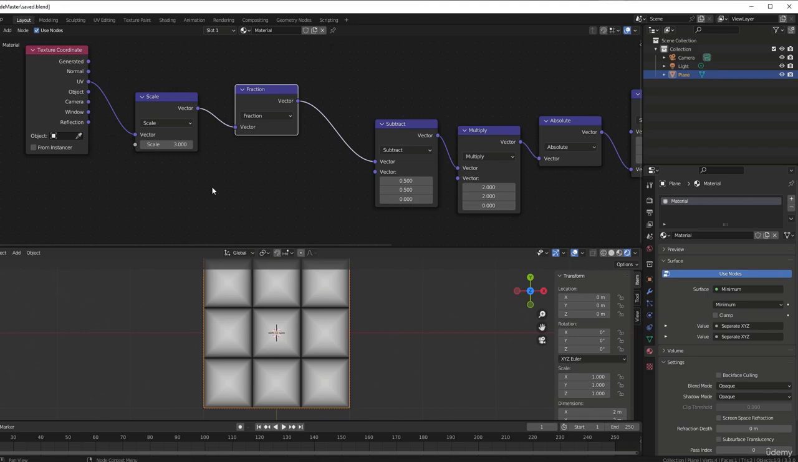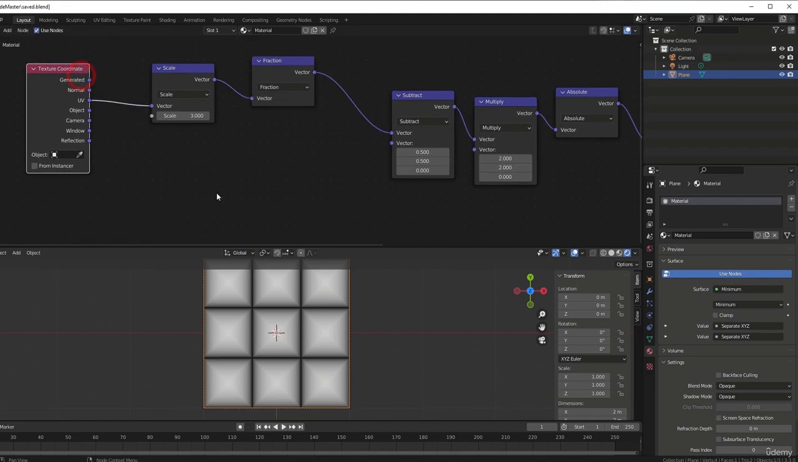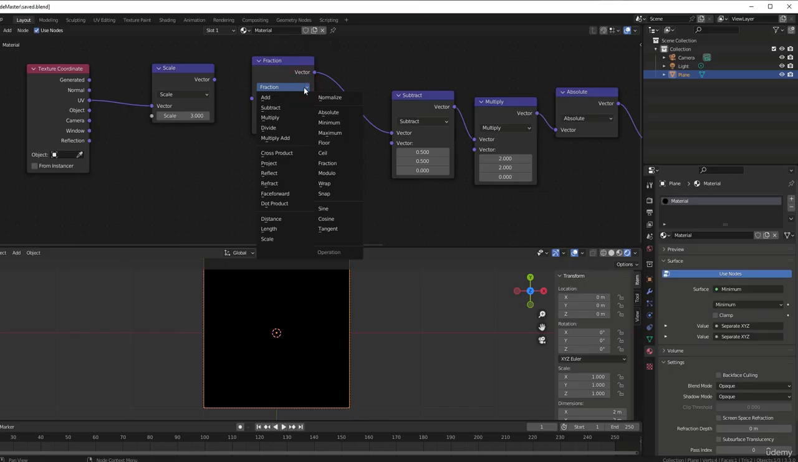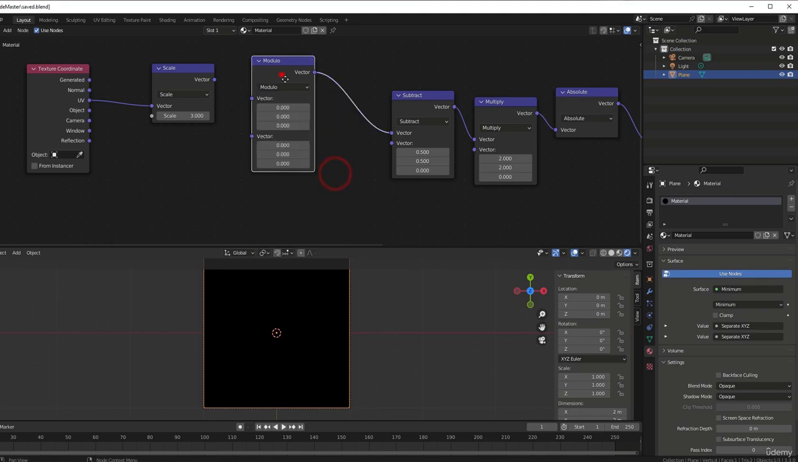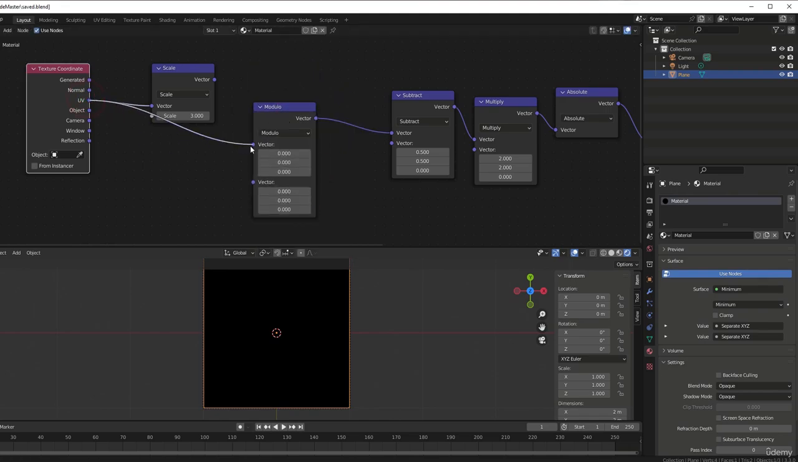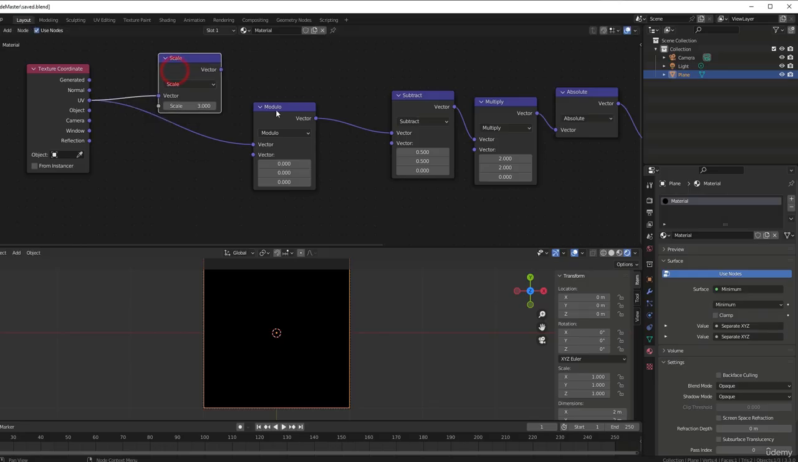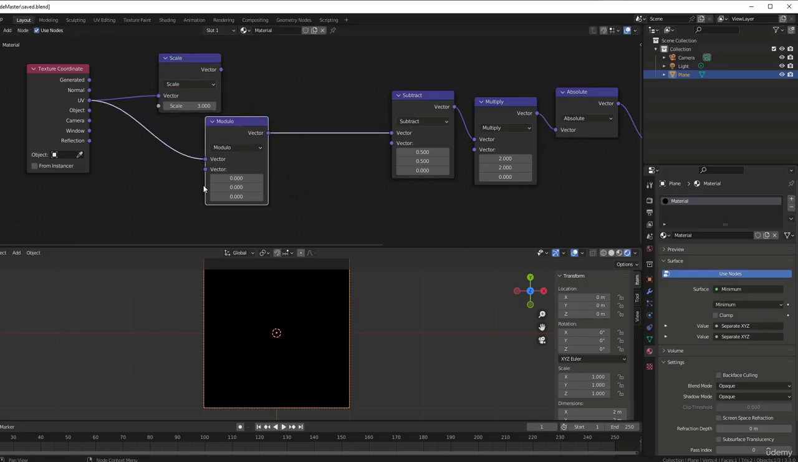Another way to do it is to use the modulo. A modulo is also a way to do repetitive patterns, and I will go through that later on in another lesson in more depth, but I can show you just how it will work here. So if I change this into modulo, which you can find right below fraction, then you can let the UV go in here, and you can then divide the UV into small parts using the modulo.